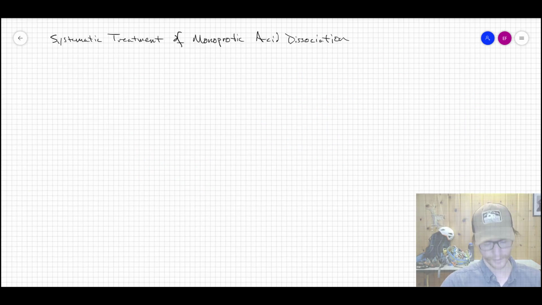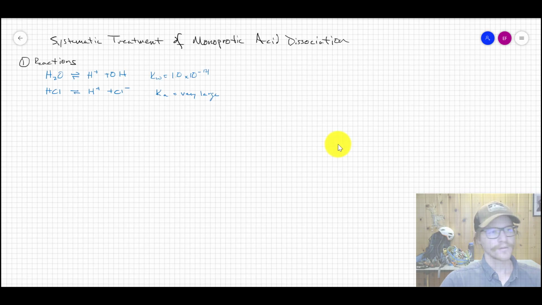So let's walk through the basic systematic treatment of this problem then. Alright, so the first step is just going to write out the relevant reactions here, and we've already sort of discussed these. We've got obviously the dissociation of the strong acid, which is HCl. That has a really large Ka. It's not going to be important that we write that down here right now. We could look it up. It's on the order of 1,000 or 10,000, I can't remember.